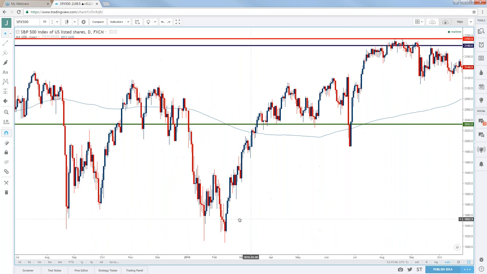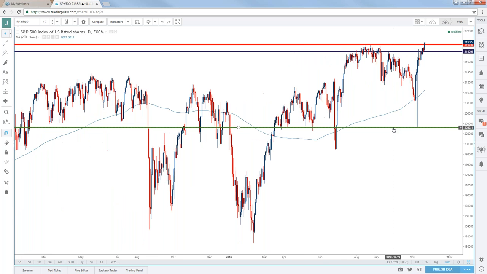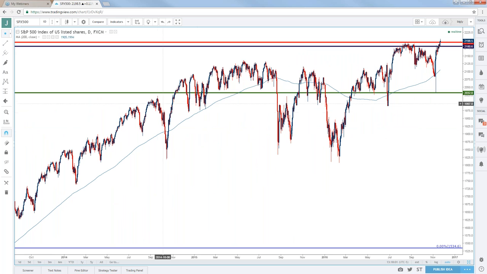Fed went dovish again. Brexit, BOE went super dovish. And then here, election night, this thing didn't even drive. Buyers jumped in before it could even close. So you could kind of see the operant conditioning here from this to this to this to this to this. Notice how these retracements are getting more shallow, progressively faster, quicker, more aggressive.